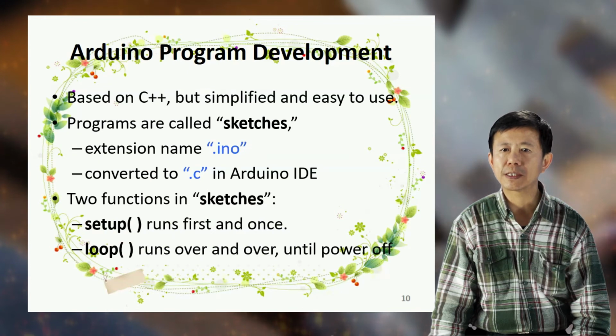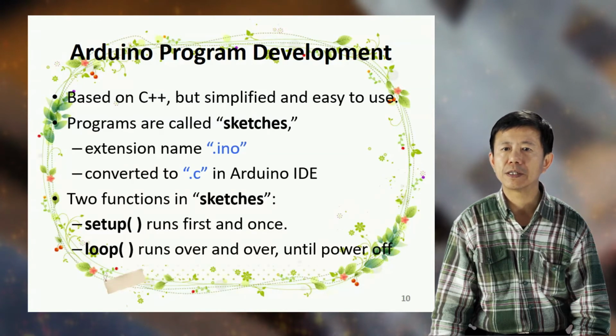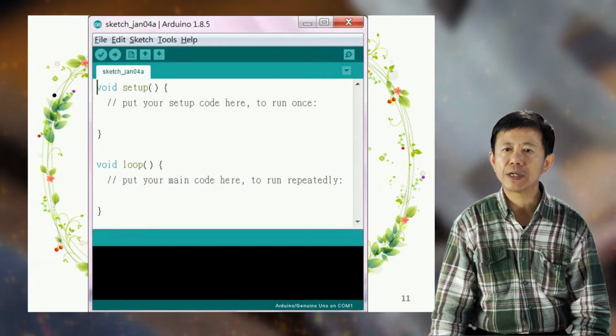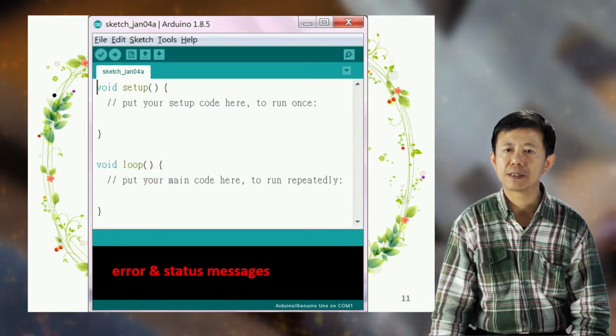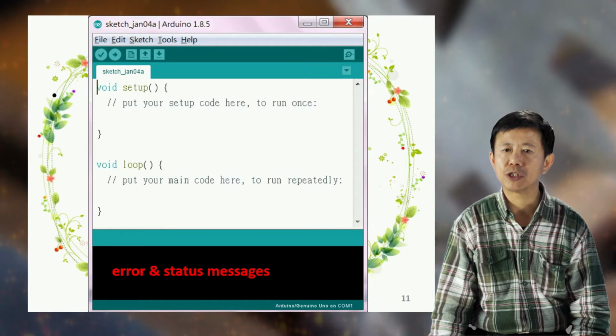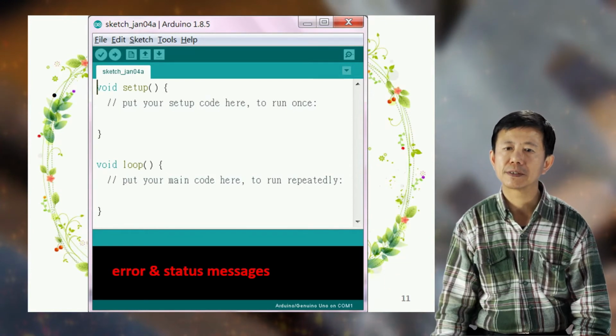There are two necessary functions in sketches. Function setup runs first and once, and the function loop runs over and over until power off. The figure shows the minimum Arduino program with two required functions, setup and loop. The status and syntax errors after compilation will be shown in this entry.